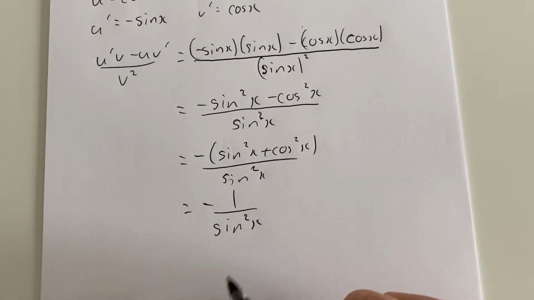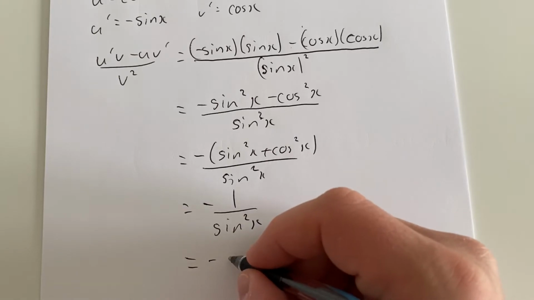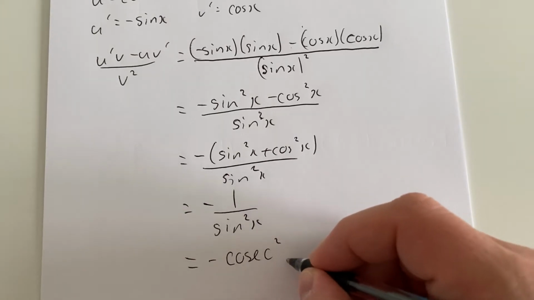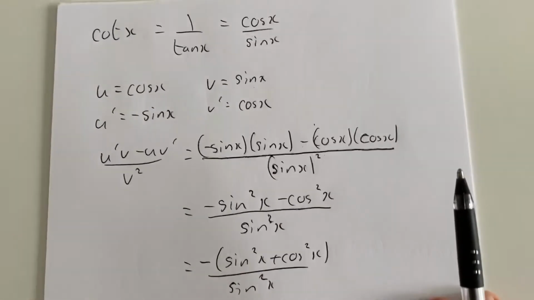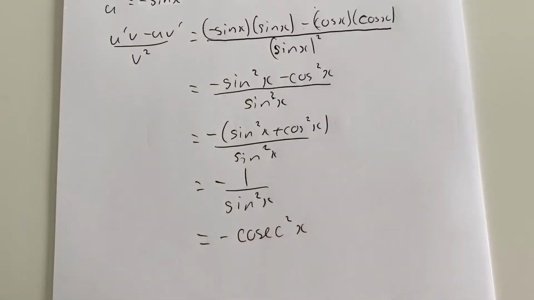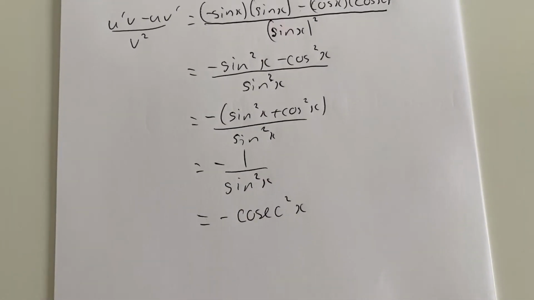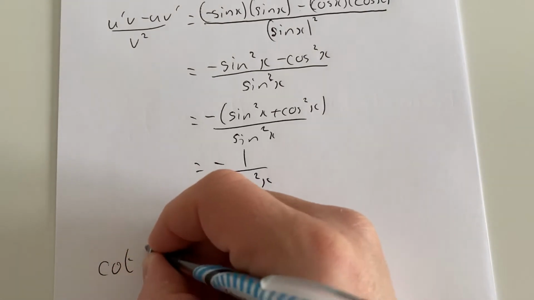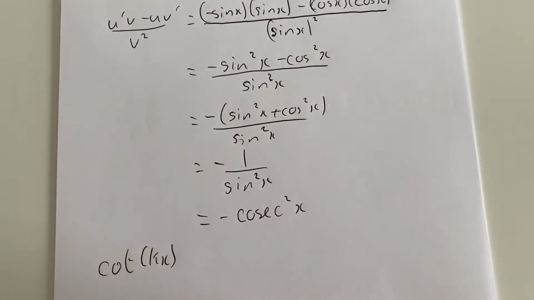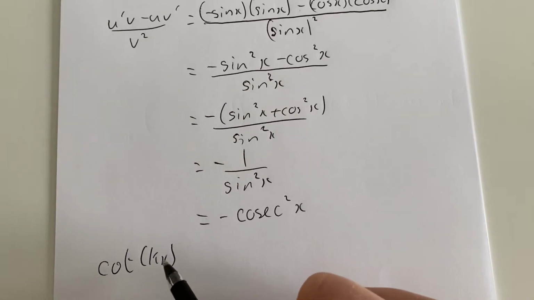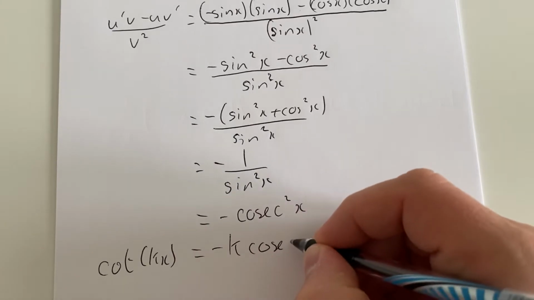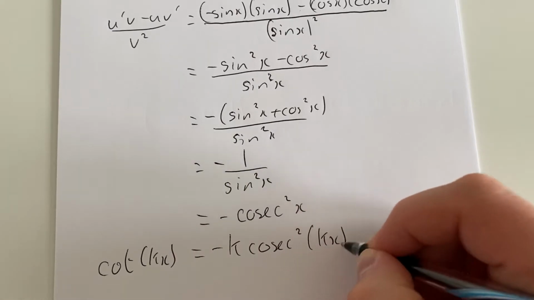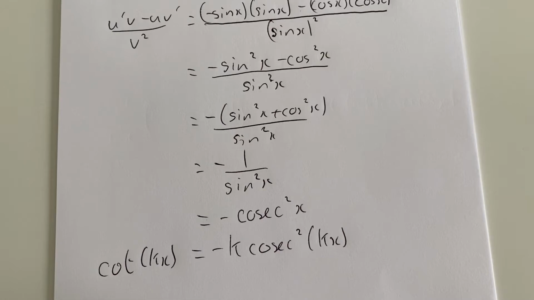Now 1 over sine squared, we said before, was cosec squared x. So the differential of cot x, all the way up there, is minus cosec squared x. And the same thing applies if you have a multiple of cot. So the differential of cot kx is minus k lots of cosec squared kx.